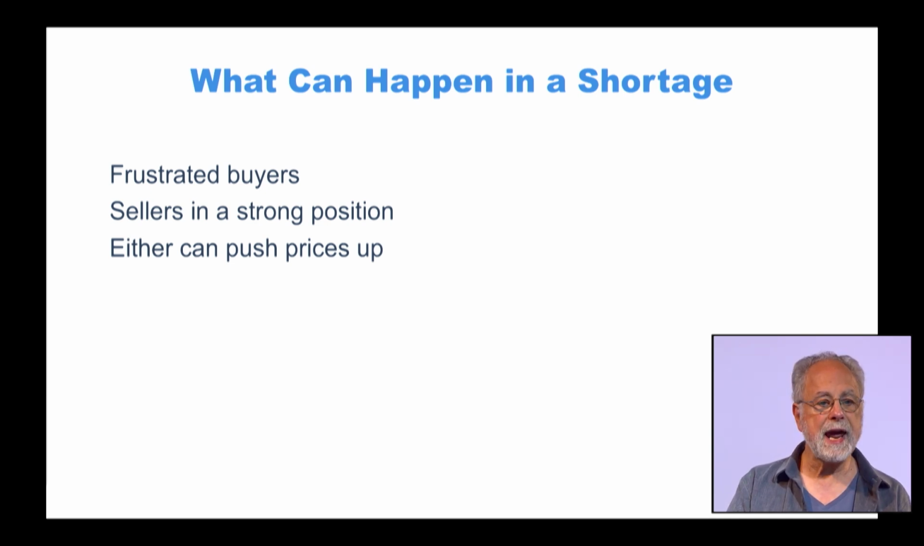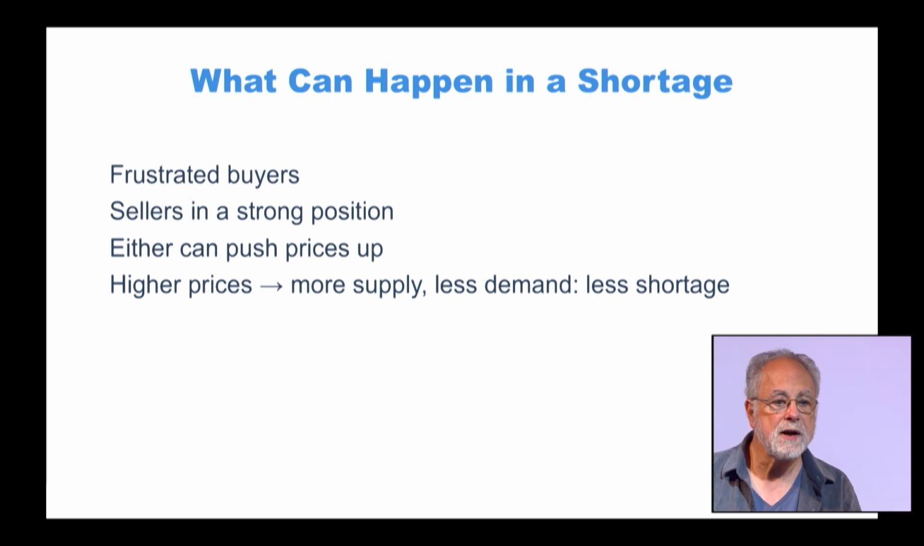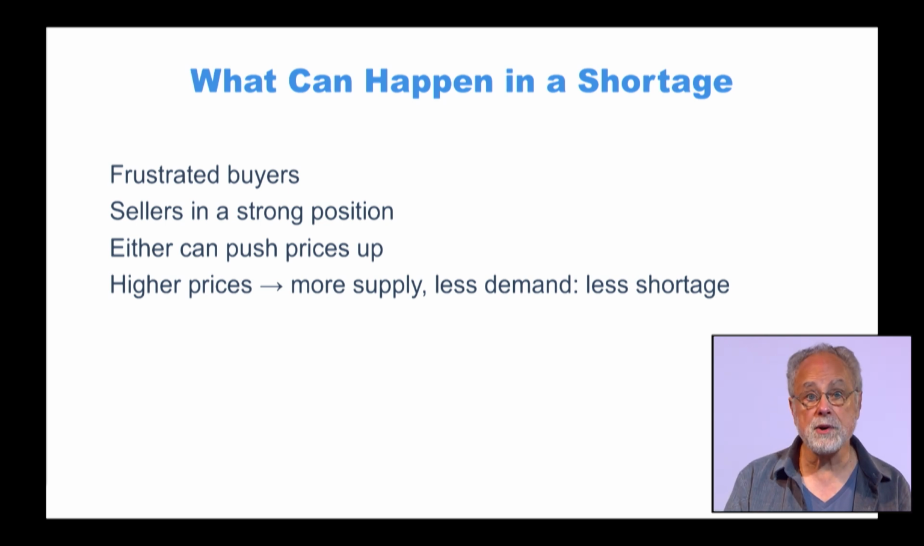So if that happens, and if the price does go up, there will typically be more supply. So people see higher prices. They say, hey, I'll sell something, get some of that price. There would typically be lower demand. So people see the higher price and say, I'm not sure if I want this. And between the two, that's going to combine to reduce the amount of the shortage.